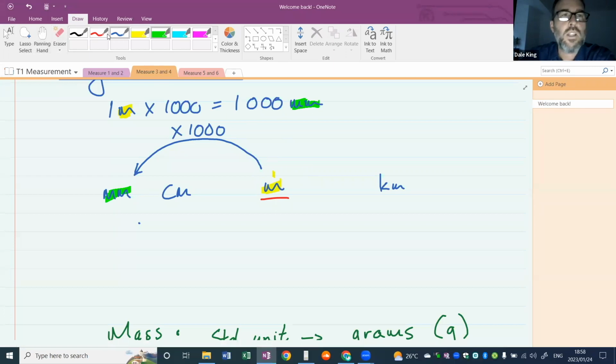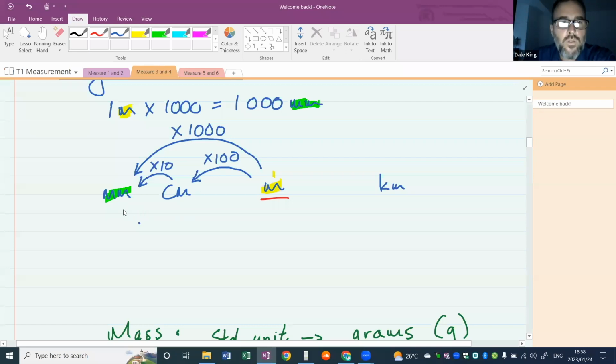Okay, I'm going to quickly fill in the other ones because we're running out of time. If we go from meters to centimeters, we're going to times by 100. If we go from centimeters to millimeters, we're going to times by 10. Okay, you can jump from meters to millimeters. You just times by 1,000.